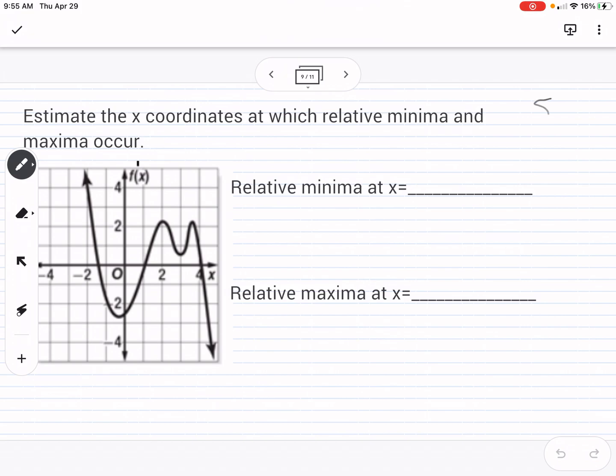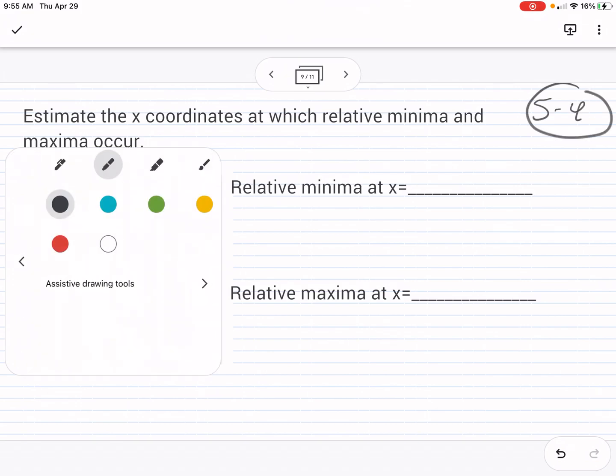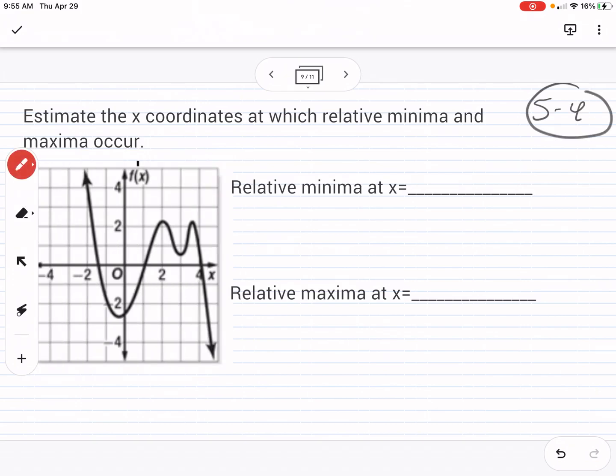In 5.4, we also learned about max and min. Here, they want to know the relative minima. Minima are your low points. We're going to identify the x-coordinates where they occur. I see a low point here at about negative 0.5, and I see another low point here at about 3. So these happen at negative 0.5 and 3.